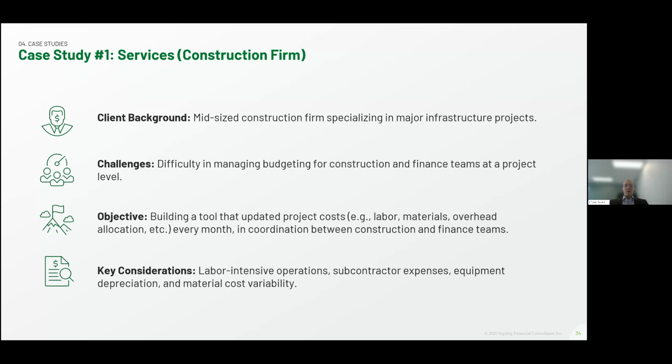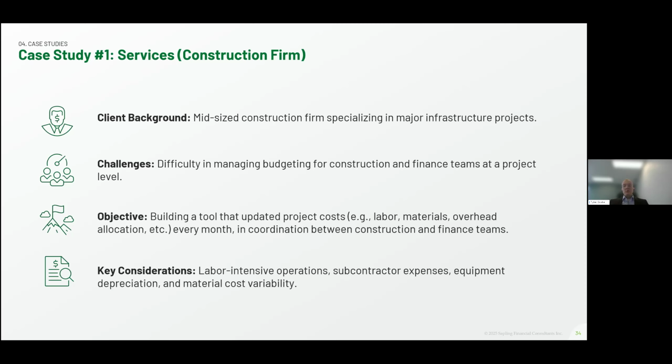So the first case is a costing tool for a services sector business, specifically a mid-sized construction firm specializing in major infrastructure projects here in Canada. The client was having difficulty in managing budgeting for its construction and finance teams at a project level back in 2021, a period characterized by significant price increases in key materials and inputs, as well as a shortage of skilled personnel. For construction companies working on infrastructure, revenues are often fixed based on their RFP proposal, so controlling costs and having enough cost visibility and granularity as the project progresses is vital.